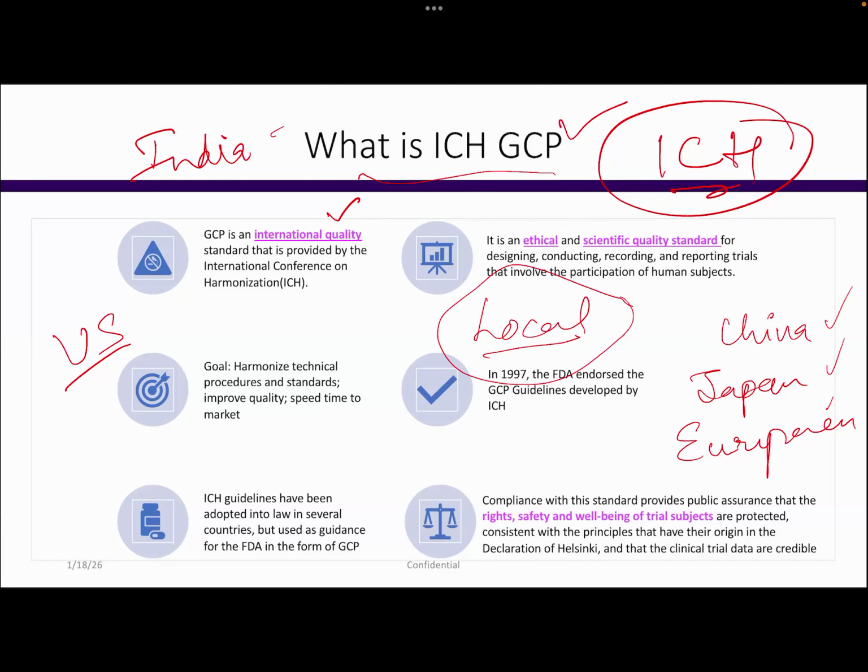So, as I said, the goal is to harmonize, so that if you are doing research in one part of the world, the regulatory bodies of other parts of the world will also accept it.